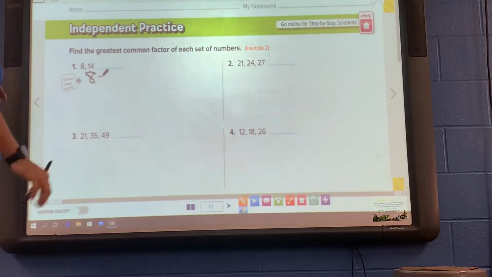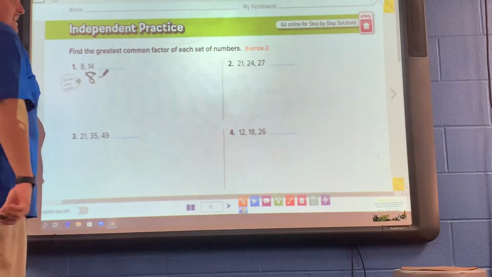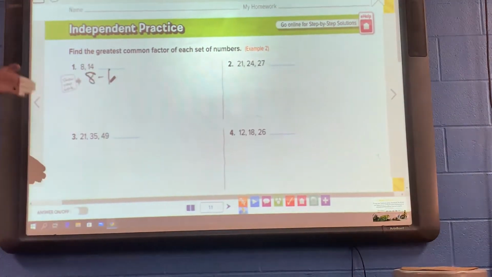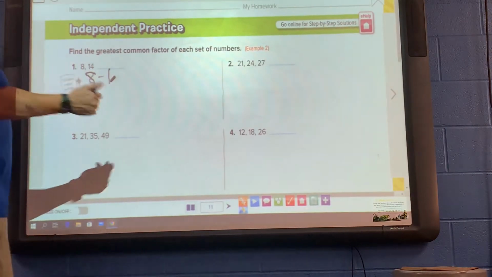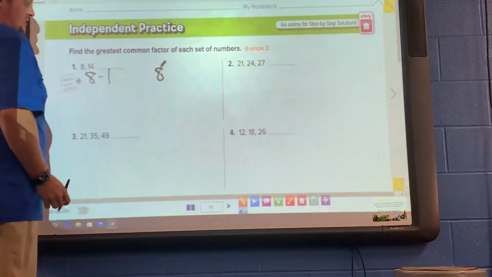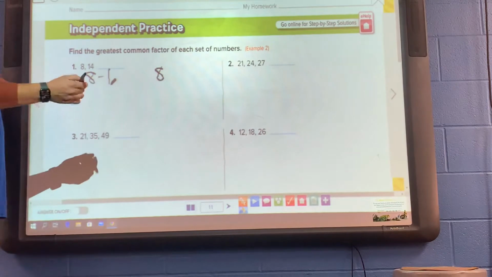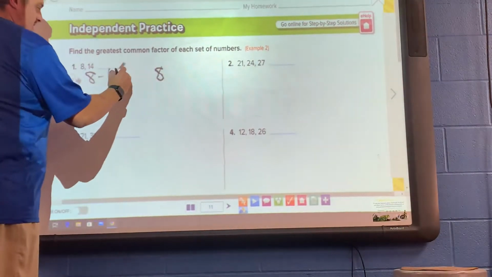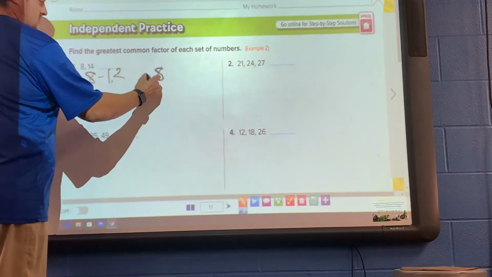Okay, so now number 8, I always start with 1. Now, 1 times what gets you 8? Well, that's 8. So I put that over there. So I'm going to put a comma here. Now, the next number, 2. Does 2 go in 8? Yes, it does. It's even. So 2 times what? 4.